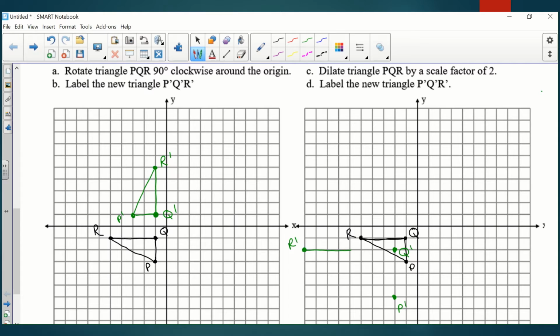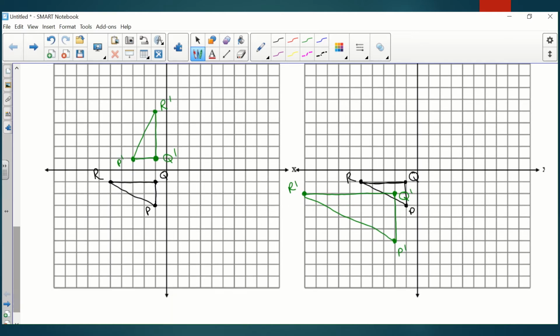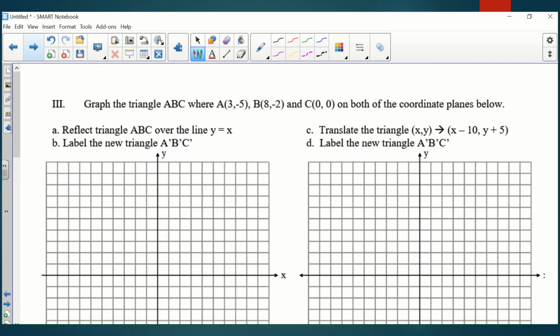So here is that original triangle PQR after being dilated by a scale factor of 2. So you can see it doubles in size. All right, next, on to graph number 3.